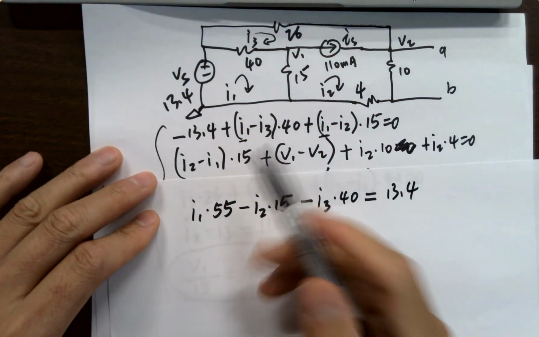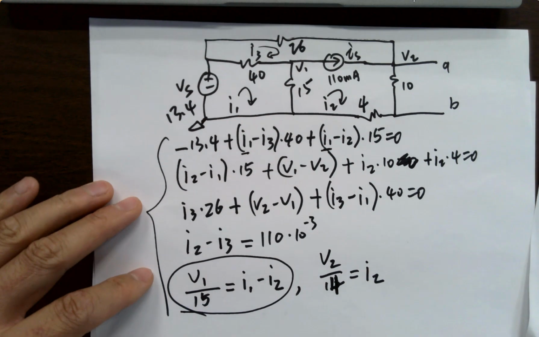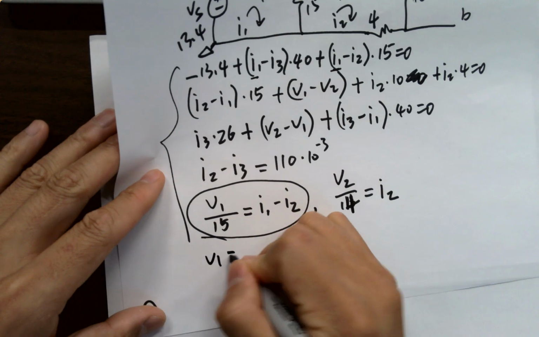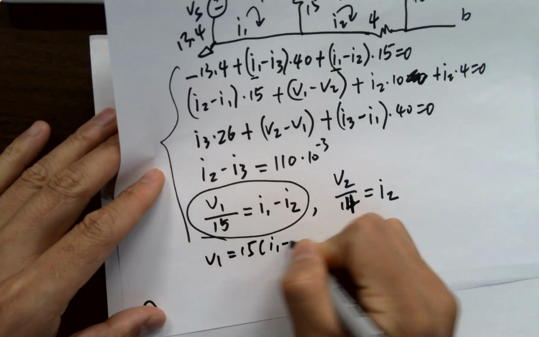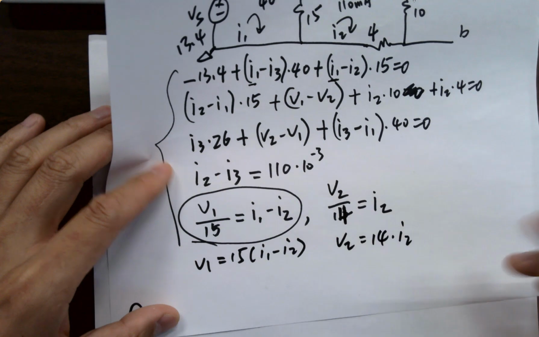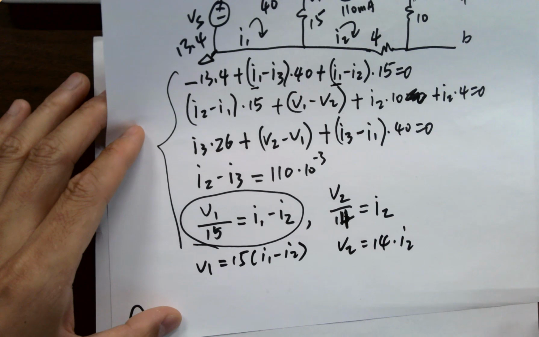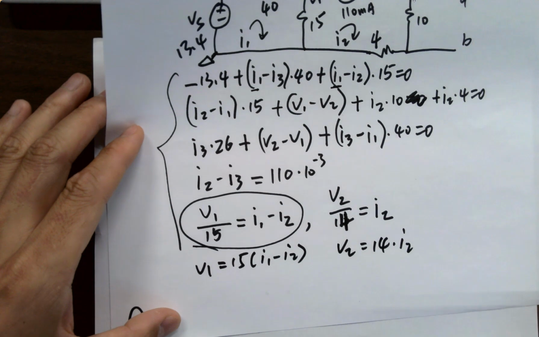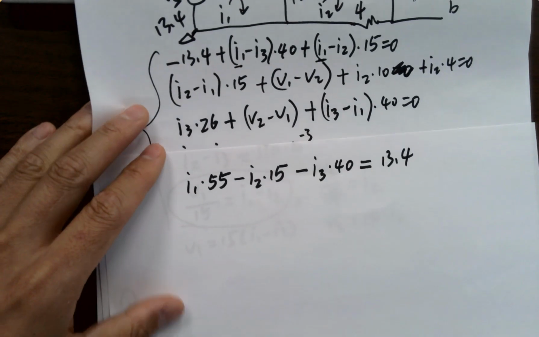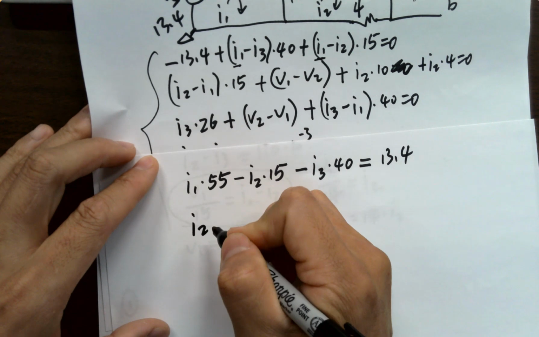The second one, can we just plug in these numbers? It's gonna be a lot of stuff. So V1 equals 15 times I1 minus I2, and V2 equals 14 times I2, right? Just plug in. So that equation becomes I2.